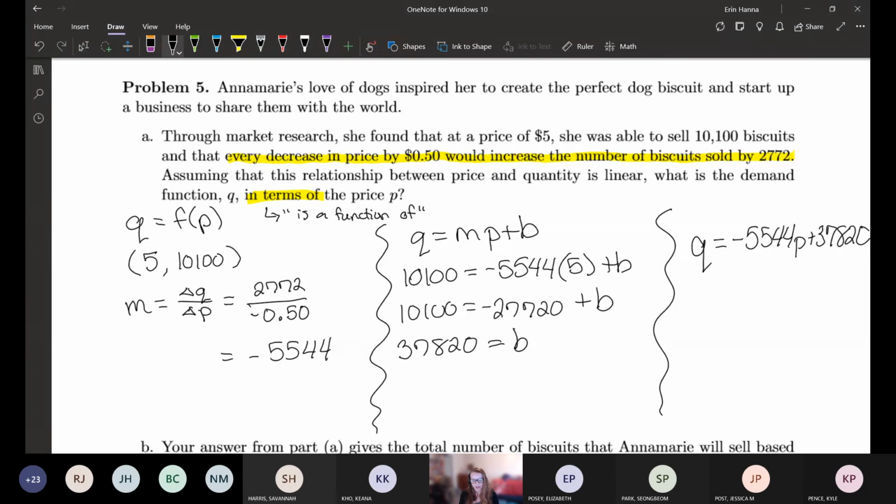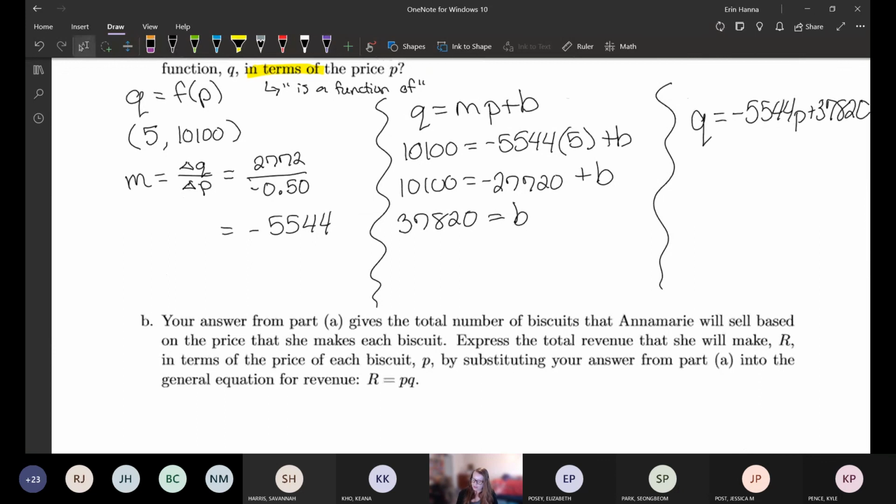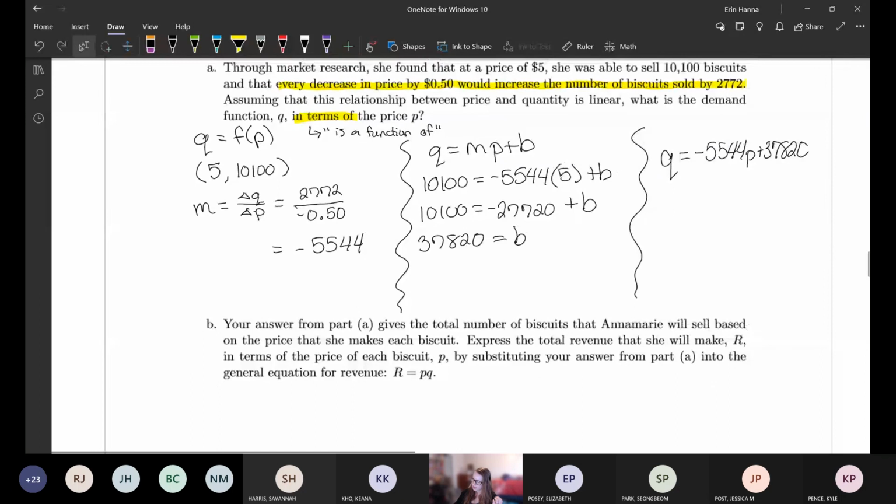And then actually I do want to do part B real quick. Part B is very quick. Part B says use your answer in part A, which gives the total number of biscuits that she will sell based off of the price. Express the total revenue that she will make in terms of the price by substituting your answer in part A into the general equation for revenue, R equals P times Q. You won't always be reminded that revenue equals P times Q, which is why you should remember it. But in this case, they're kind of being nice and reminding us.